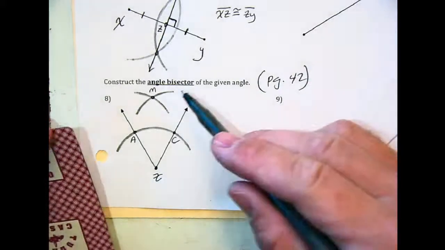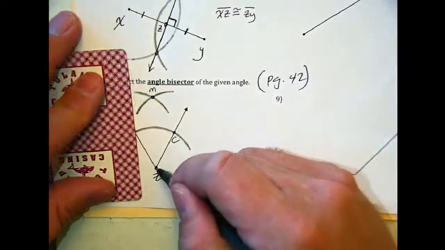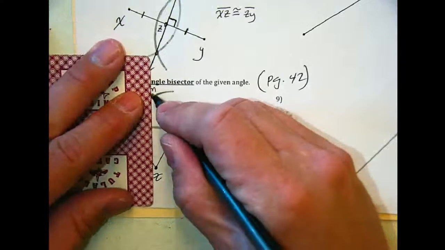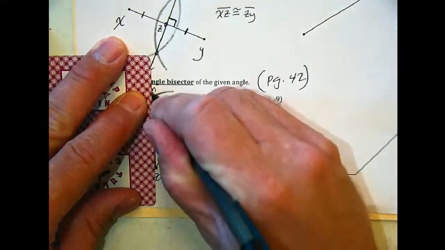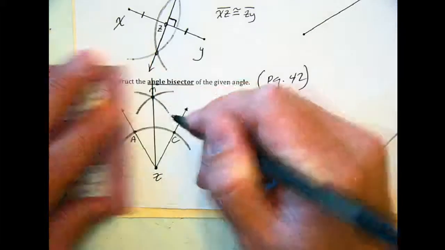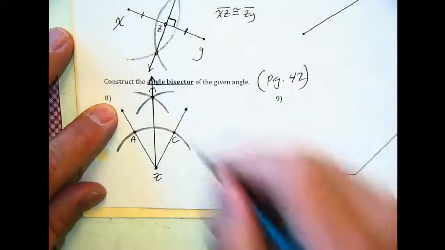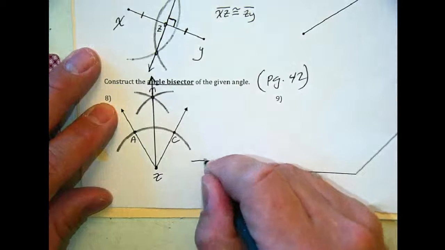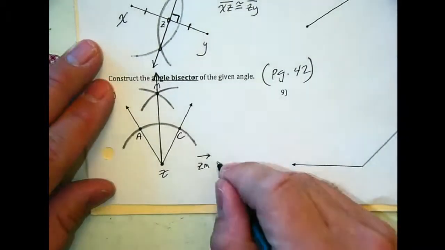Well, M-A, M-C, okay. Now we're going to draw a line through Z and M. Two points make a line. Actually, it's going to be a ray through those. I'm going to split that M in half, not on purpose. Okay, that ray ZM is the angle bisector.